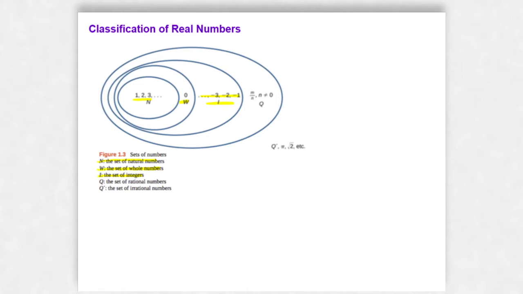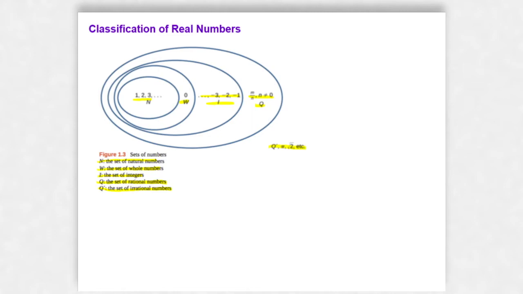And then we have the set of rational numbers, and that's basically your fractions. Numbers of the form m over n, where m and n are integers and the denominator n is never 0. And the very last of the classification is the irrational numbers. These are the numbers that do not have a terminating or repeating decimal, numbers like pi, square root of 2, and so on.